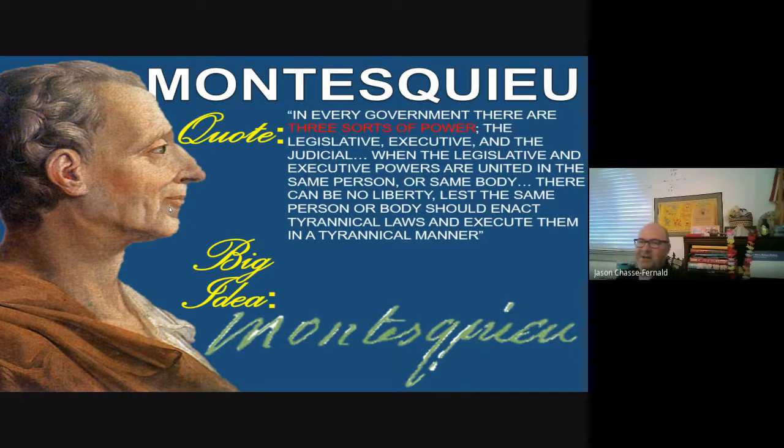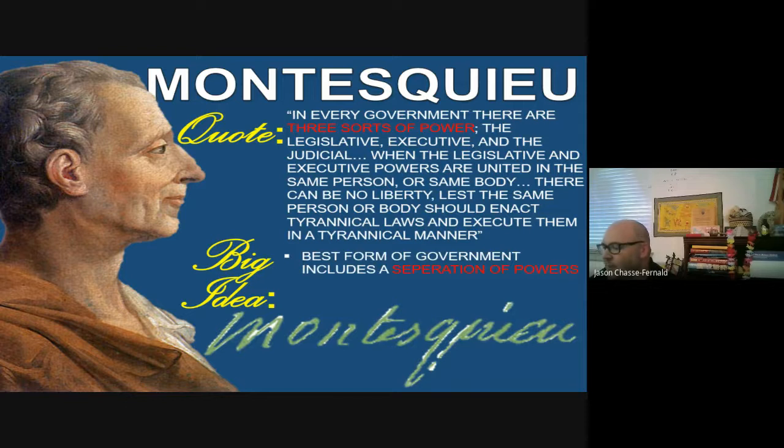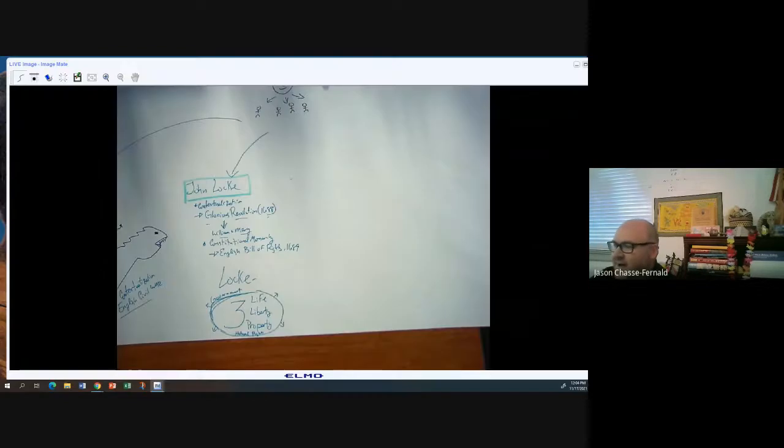All right, so what is Montesquieu saying here? In every government, there are three sorts of power: the legislative, executive, and the judicial. When the legislative and executive powers are united in the same person or same body, there can be no liberty, lest the same person or body should enact tyrannical laws and execute them in tyrannical manners. So what is he saying here? The best form of government is one which divides up and separates power.